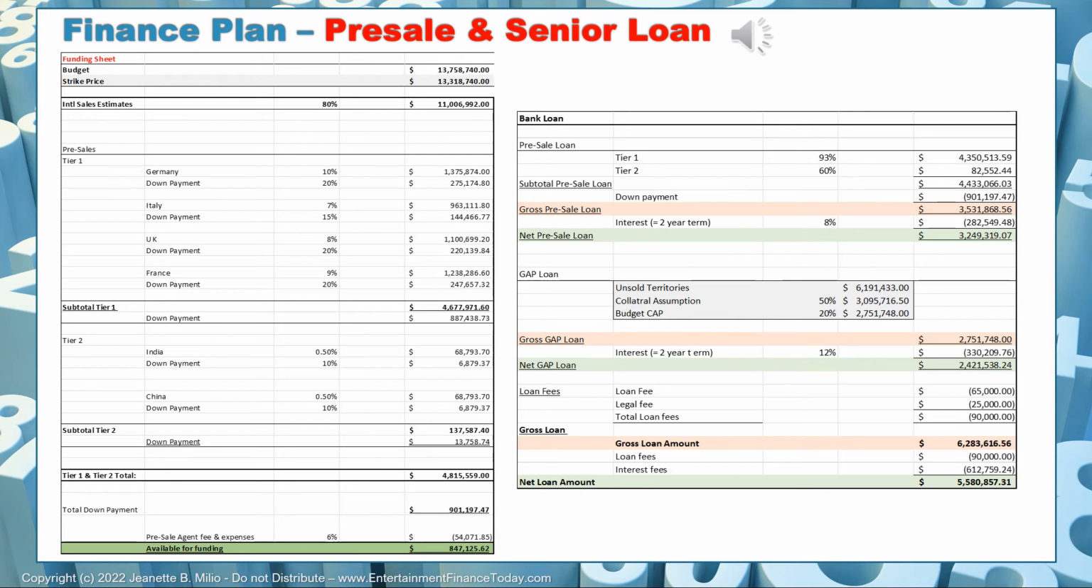2,751,748 is our gross gap loan. The yearly interest of 6% is deducted, leaving us with 2,421,538.24 in a net gap loan amount. The loan fees and legal fees are deducted, leaving us with 5,580,857.31 for our net loan amount. This is the senior loan we will have available to cover a portion of our budget.